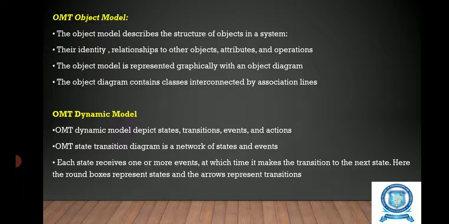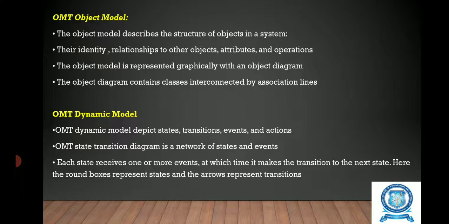Consider the OMT object model. The object model describes the structure of objects in a system, their identity, relationships to other objects, attributes, and operations. The object model is represented graphically with an object diagram. The object diagram contains classes interconnected by association lines.